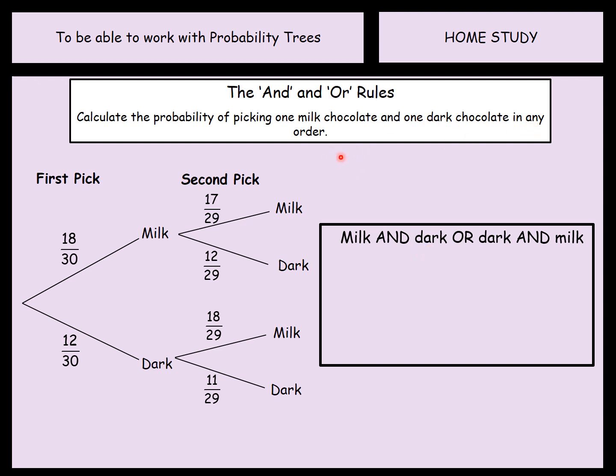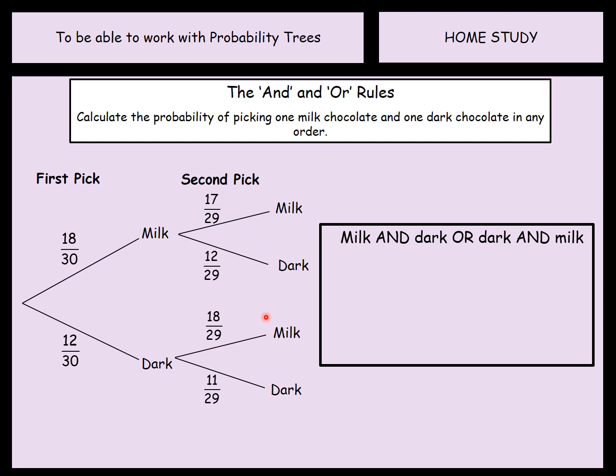All the other questions that we'd had so far said one thing followed by something else. But this, it doesn't care. We can have milk and dark, or we could have dark first and then milk afterwards. So as we've been doing, milk and dark, we're multiplying these two things together. Dark and milk, we're multiplying them together.